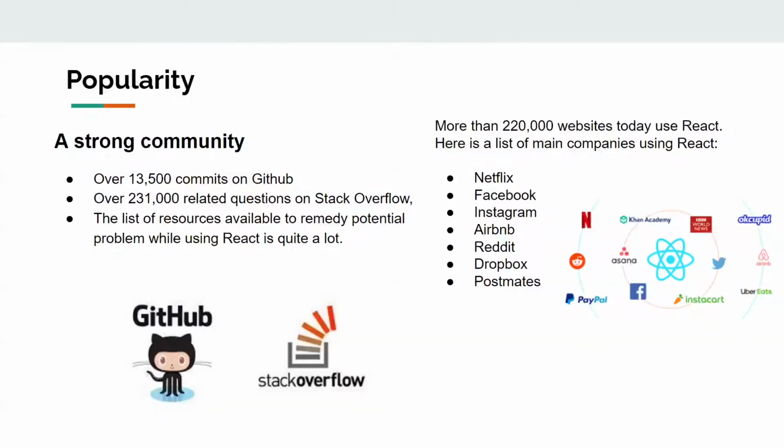Here's a list of companies you probably have heard of who use React in their development: Netflix, Facebook, Instagram, Airbnb. All these companies are relatively big names, and they use React because of its efficiency and its ease of use.